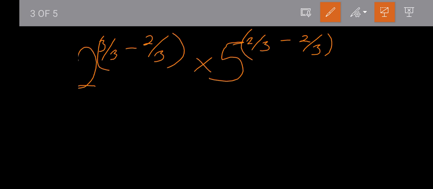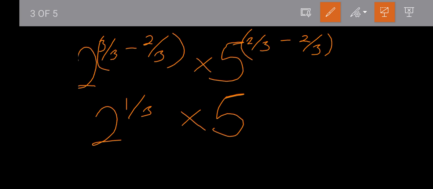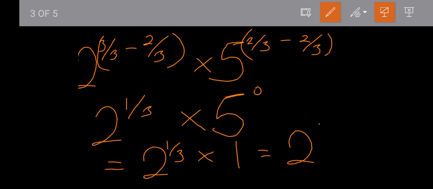All right, so by the time I multiply this, what I'm going to have will be 2 raised to the power 1. Then, because 3 over 3 minus 2 over 3, that's going to give us 1 over 3. Then times 5 raised to the power 0. And remember, anything raised to the power 0 is 1. So I have 2 raised to the power 1 over 3 times 1, which is equal to 2 raised to the power 1 over 3. And that's my final answer in indices.